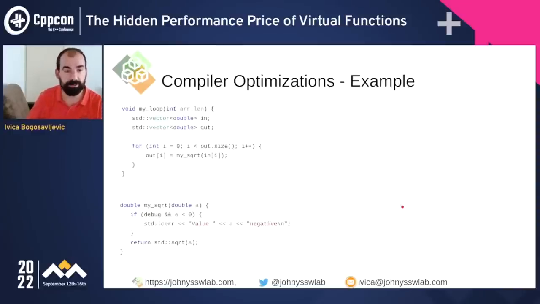So here we have a look at this example. We have this function called mysqrt. It says something like this: if debug is set and a is less than zero, then print something on the error console, and return the square root of a. Now this is my loop, and this loop is iterating over the in and out vectors, and it says out of i equals mysqrt of in of i. So imagine this is not inlined. For each element of in, there is a call to mysqrt.